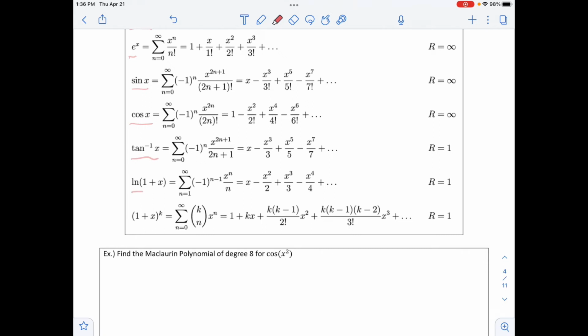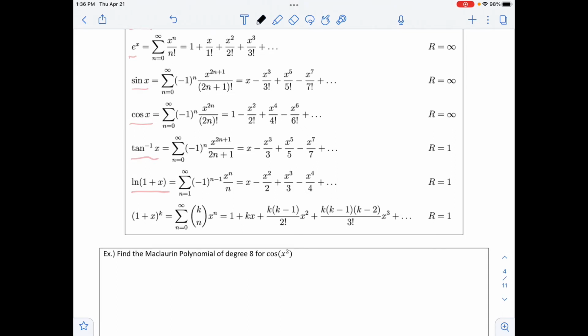The next one that we talk about here, the function is ln, so the natural log of 1 plus x. This is the sum from n equals 1 to infinity of negative 1 to the n minus 1 times x to the n over n. The last one that we have is 1 plus x raised to a kth power.